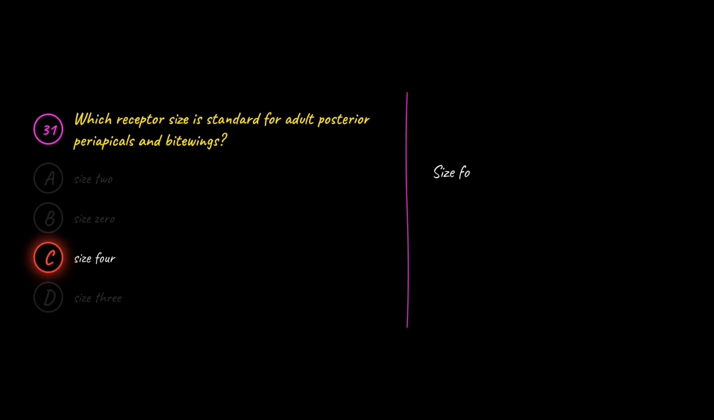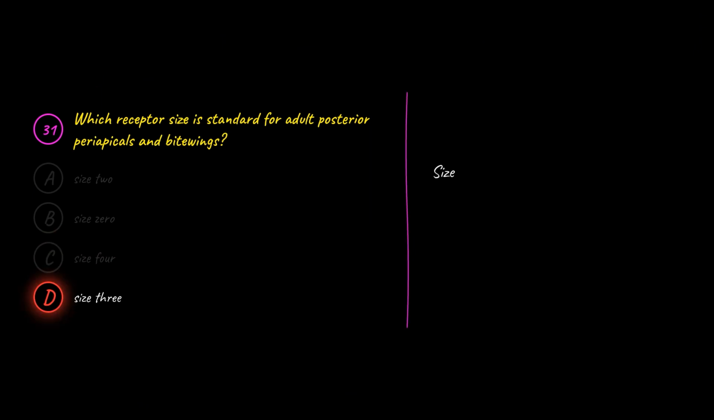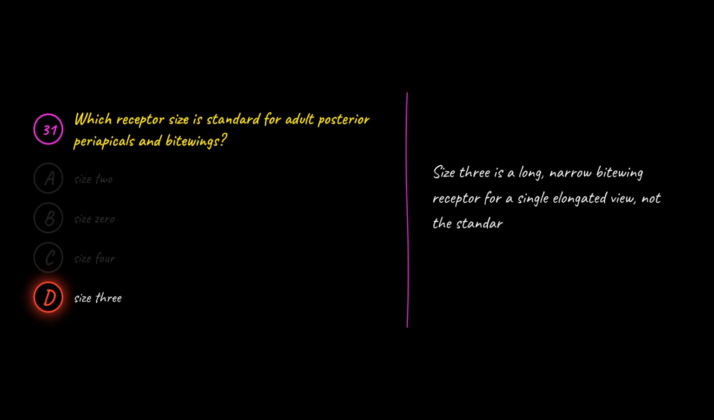C is wrong because size 4 is the larger occlusal plate the patient bites. It is far too big for routine posterior periapicals or bite wings in an adult. D is wrong because size 3 is a long, narrow bite wing receptor for a single elongated view, not the standard size used across adult posterior periapicals and bite wings.